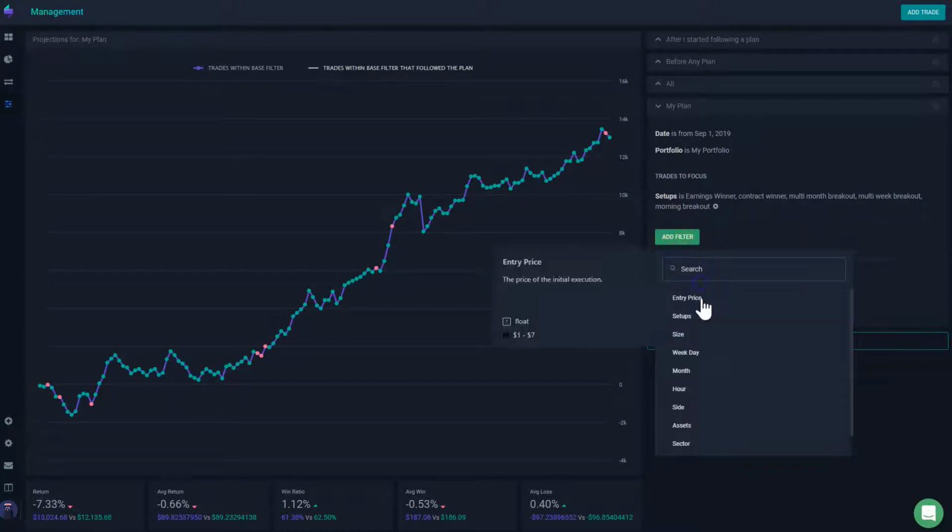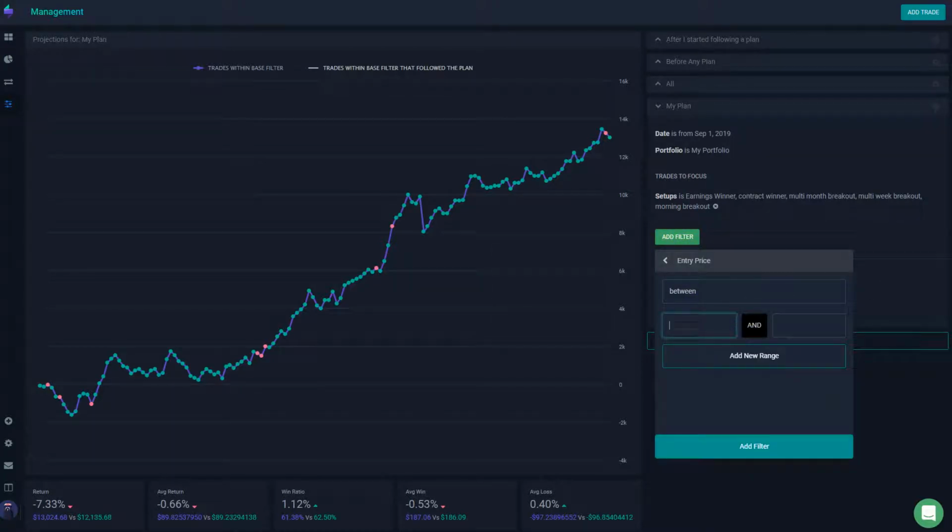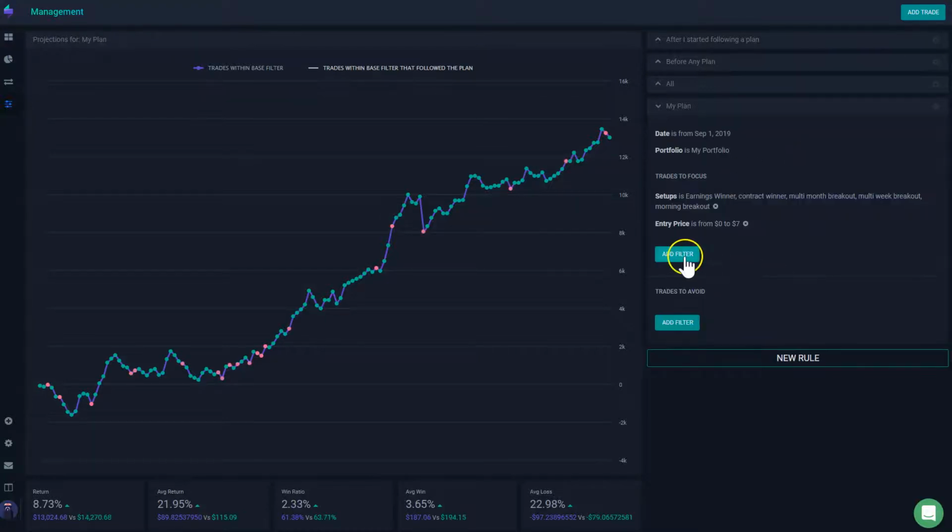I'm also going to say, hey, I'm going to focus on tickers that have a certain price. Okay. So I want to say between $0 and $7. That's what I trade. So I want to tell that to the system.